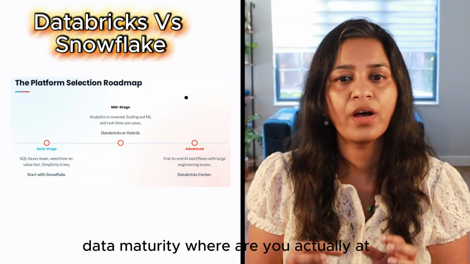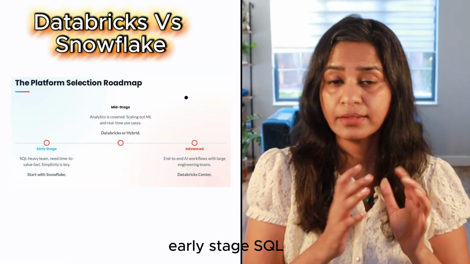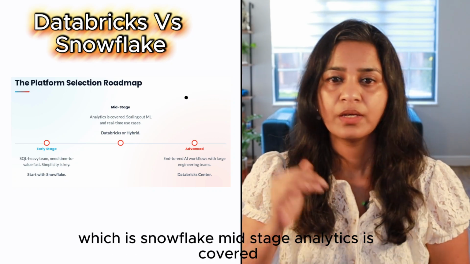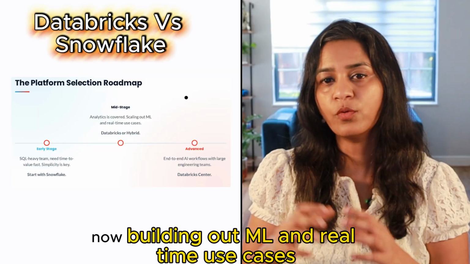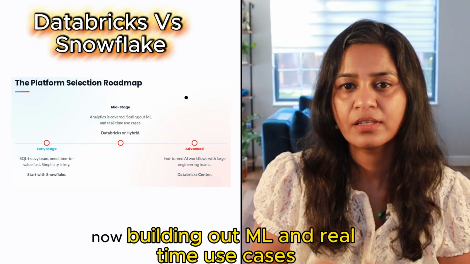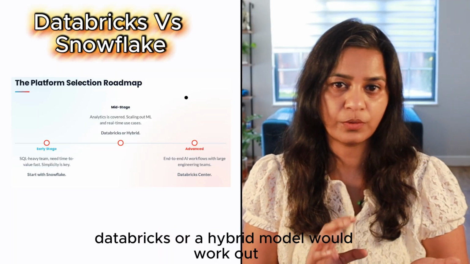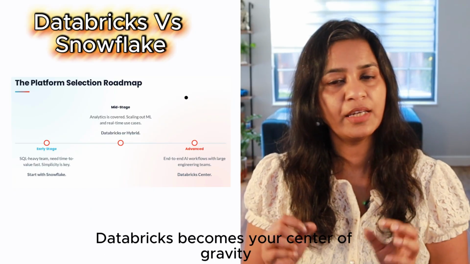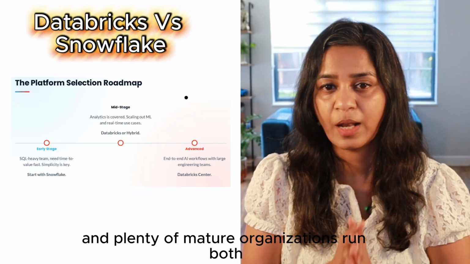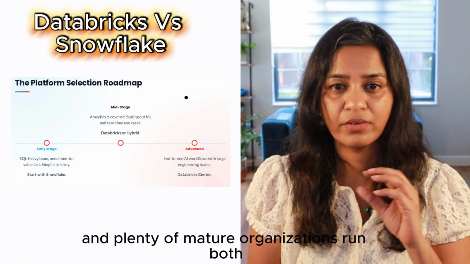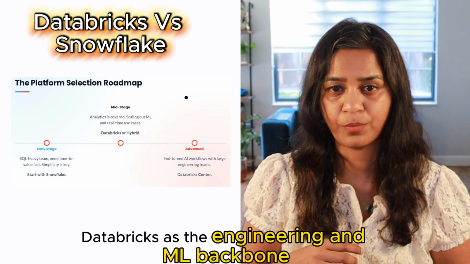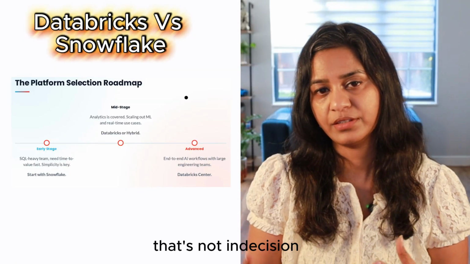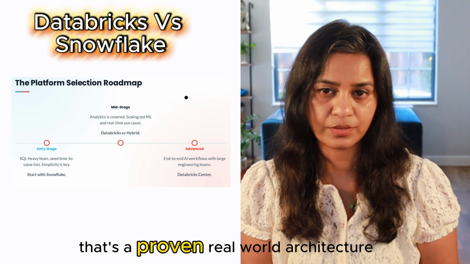Data maturity, where are you actually at? Early stage, SQL-heavy team, need time to value fast, which is Snowflake. Mid stage, analytics is covered, now building out ML and real-time use cases, Databricks or a hybrid model would work out. Advanced, running end-to-end AI workflows with a large engineering team, Databricks becomes your center of gravity, and plenty of mature organizations run both: Databricks as the engineering and ML backbone, Snowflake as a clean, governed analytics layer on top. That's not indecision, that's a proven real-world architecture.